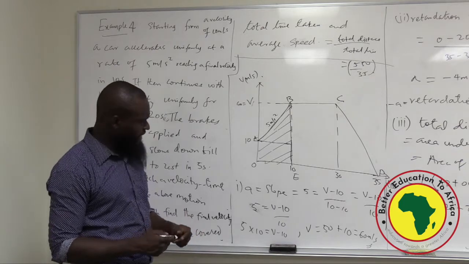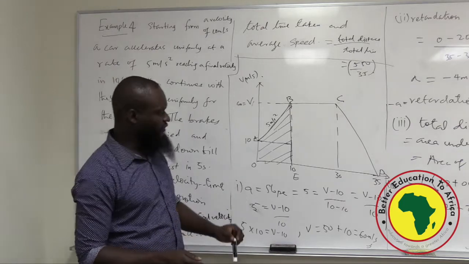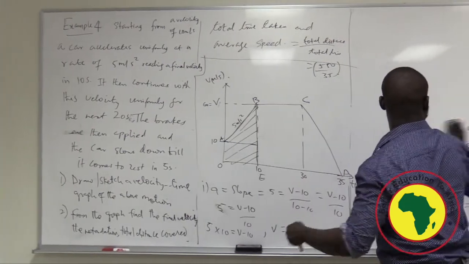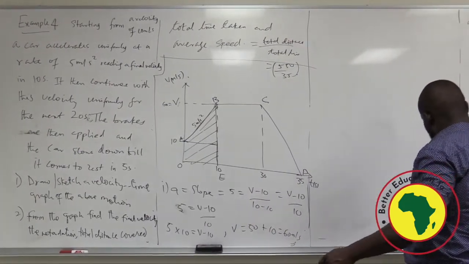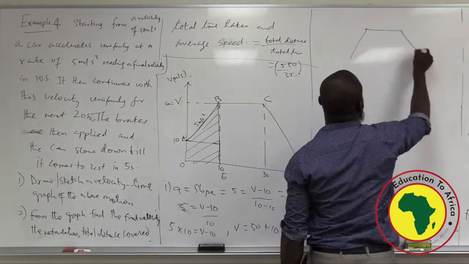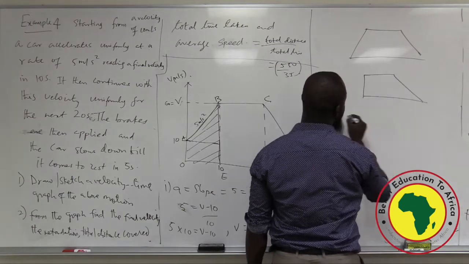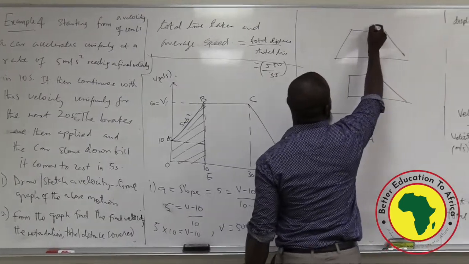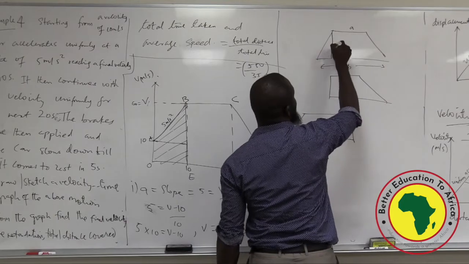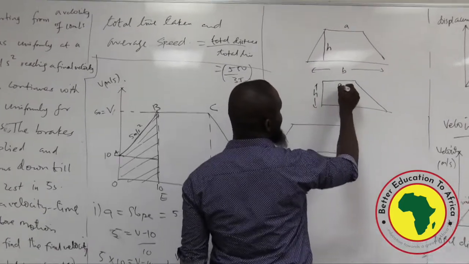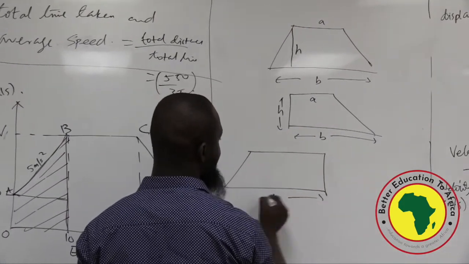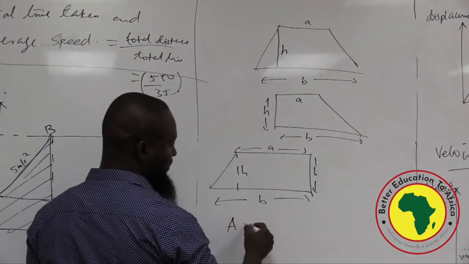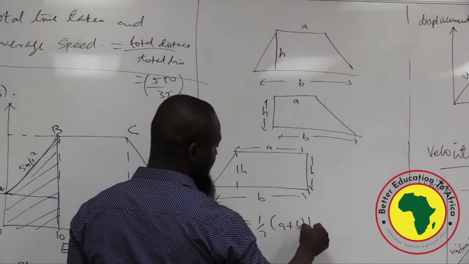So we'll solve more examples when we see next. But I can just finish this for you, for those of you that are having problems with the area of the trapezium. So this is a trapezium, this is also a trapezium. They are all different notions of trapezium. This is the short side I call A, the long side I call B, and the height I call H. The same here, the long side B, the short side A, and H. So the area of a trapezium is half A plus B times H.